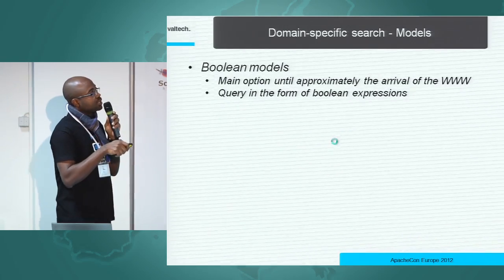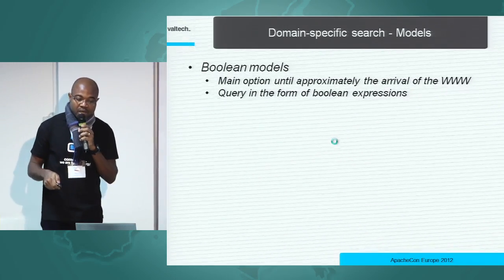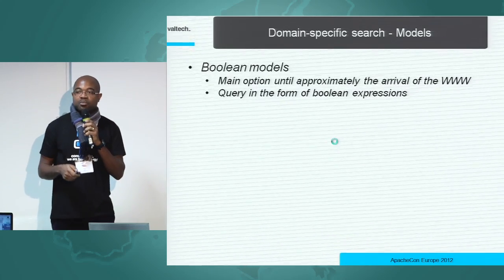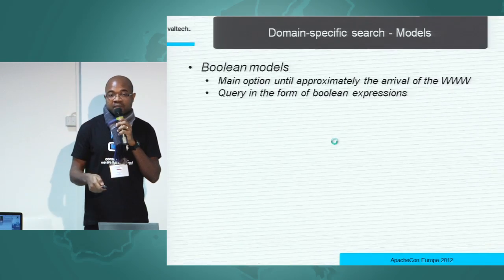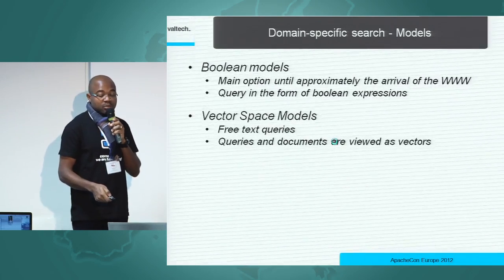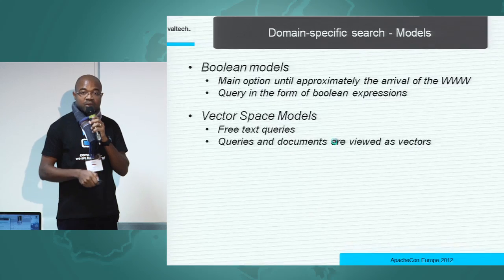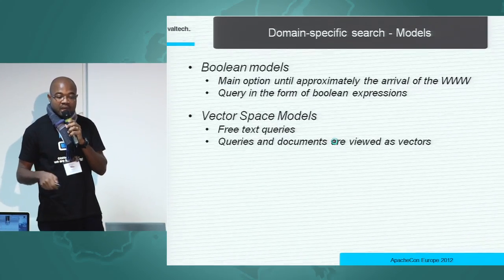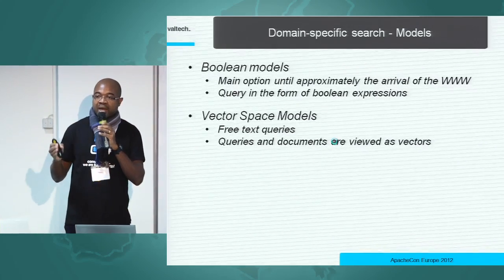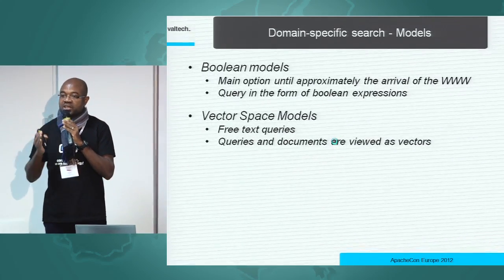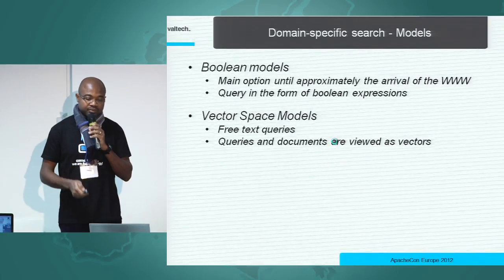It was the main option until approximately the arrival of the web. And the query here is in the form of a Boolean expression. We will see this model and we will also outline its drawbacks. The second model is the vector space model, where the user just types a free text query, and queries and documents are just viewed as vectors. The goal of the IR application will be to compute the similarity between those vectors.